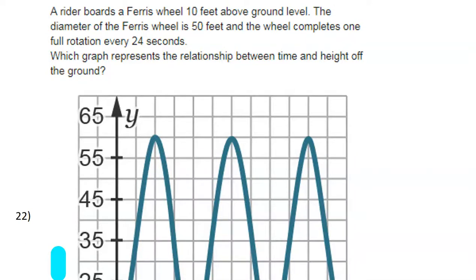In this video, I will teach you how to use periodic functions to model situations in the real world. In this case, a rider boards a Ferris wheel 10 feet above the ground level. The diameter of the Ferris wheel is 50 feet, and the wheel completes one full rotation every 24 seconds. Which graph represents the relationship between time and the height off the ground?